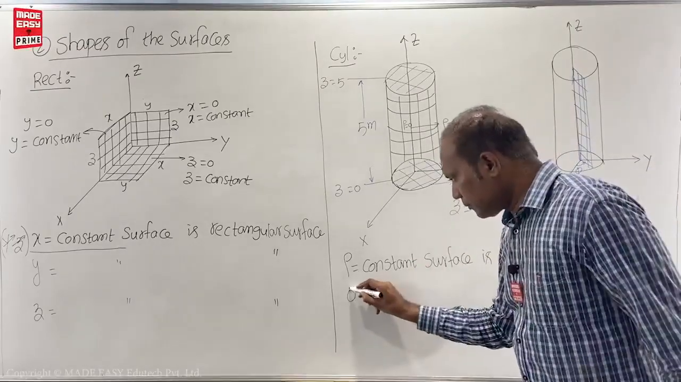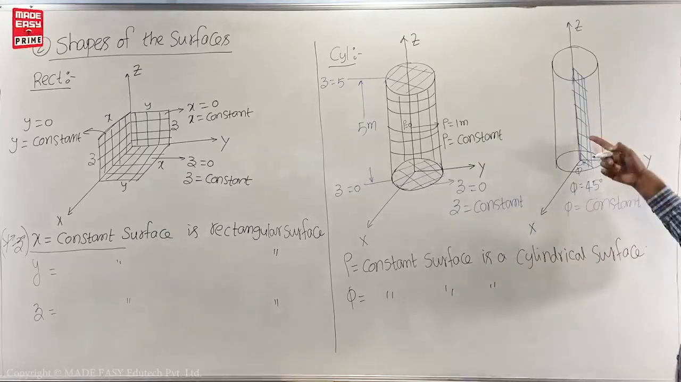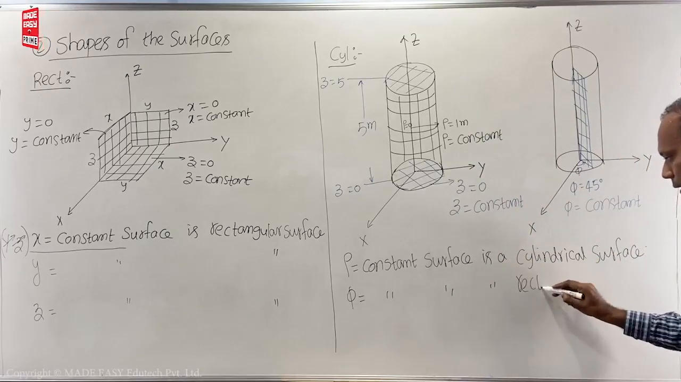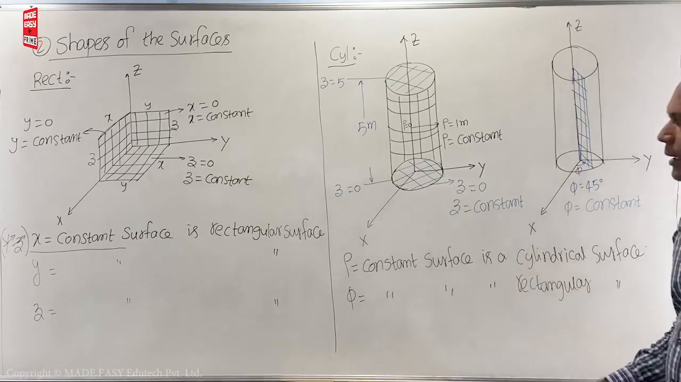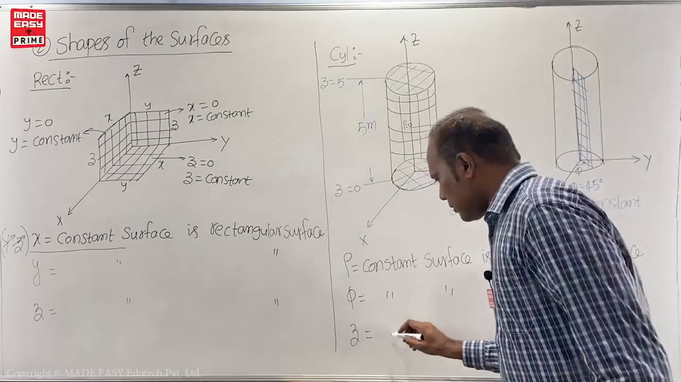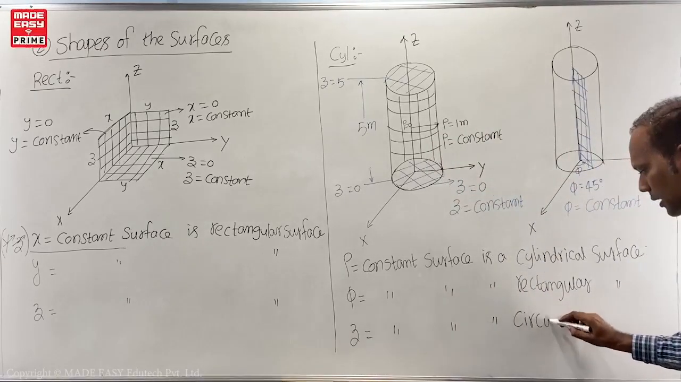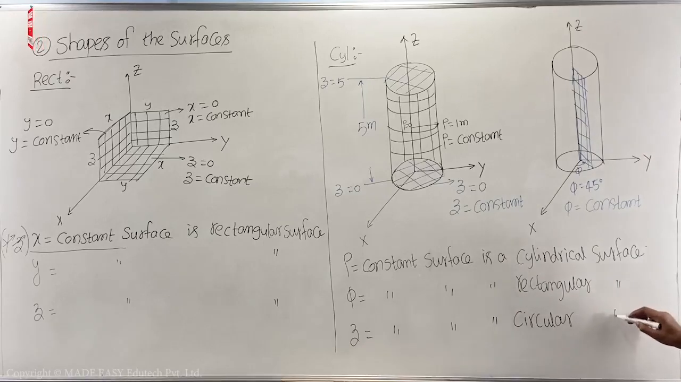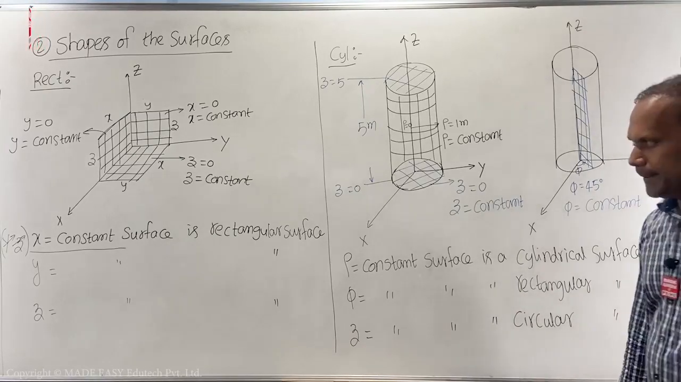Now phi is equal to constant surface is a rectangular surface, and z is equal to constant surface is a circular surface, otherwise a circular disc, you can say circular surface.